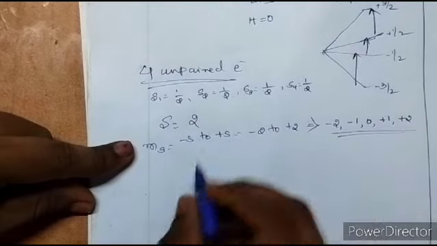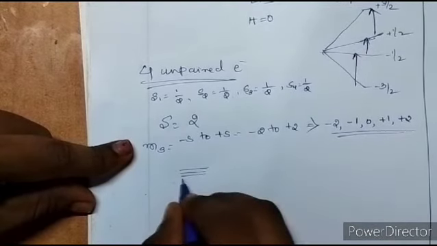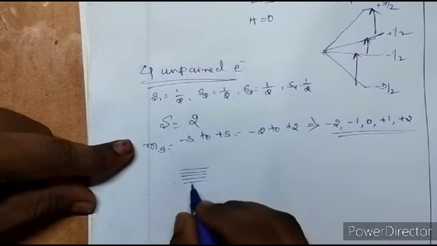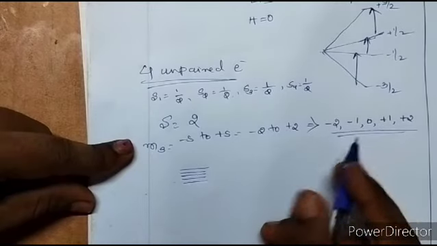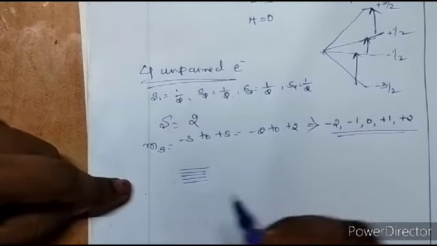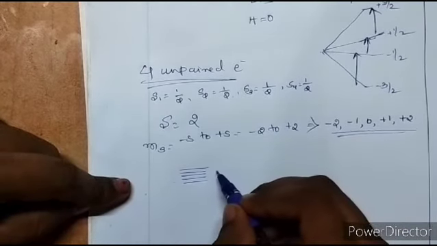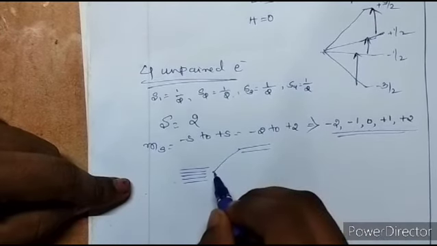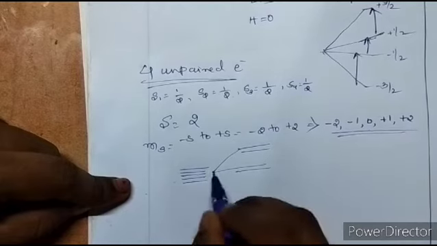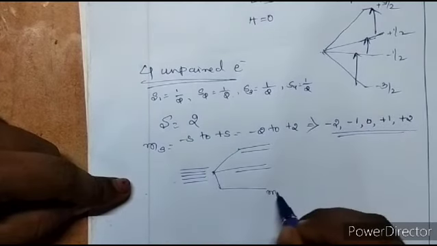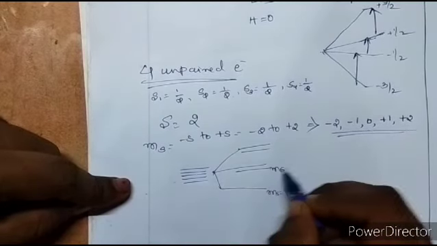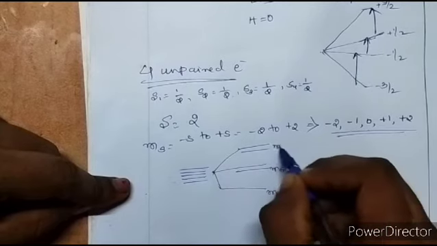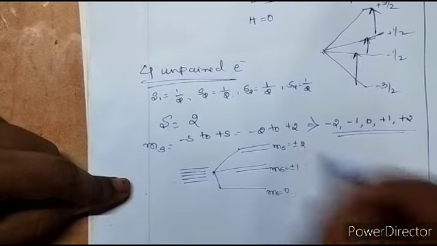Let me write the energy level diagram. So I write the 5 lines. This indicates all the 5 ms levels are degenerate, and because of zero field splitting, it will split like this. This is ms equal to 0, this is ms equal to plus or minus 1, and this is ms equal to plus or minus 2.